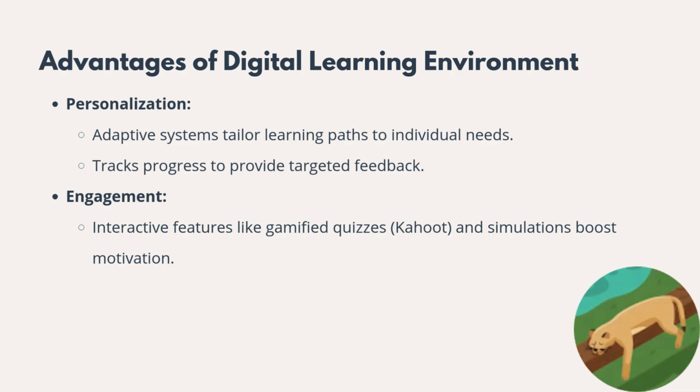Third, personalization. Adaptive learning systems tailor educational content to fit the individual needs and abilities of learners. For example, systems like Kahoot and Duolingo adjust their challenges based on learners' progress, ensuring a balance of engagement and difficulty. Progress tracking tools help both learners and educators identify strengths and weaknesses, enabling focused feedback and targeted learning.